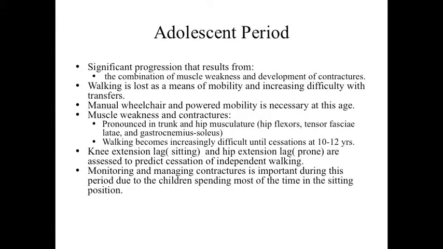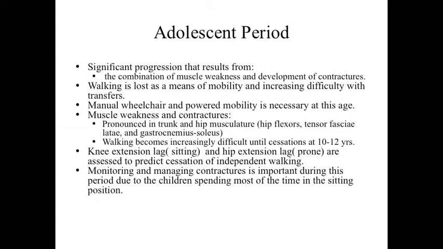Adolescent period. Significant progression during the adolescent period results from the combination of muscle weakness and development of contractures. Walking is lost as a means of mobility and there is increasing difficulty with transfers. Manual wheelchair and powered mobility is necessary at this age for a means of transportation. Muscle weakness and contractures are especially pronounced in trunk and hip musculature. Examples include hip flexors, tensor fasciae latae, and gastrocnemius soleus.